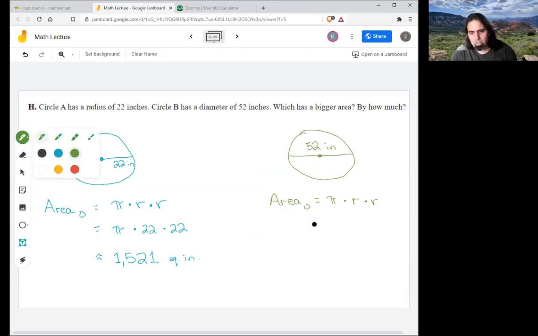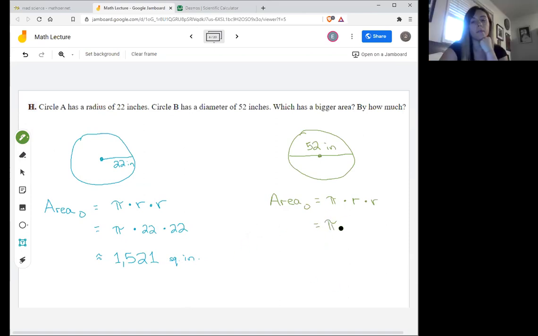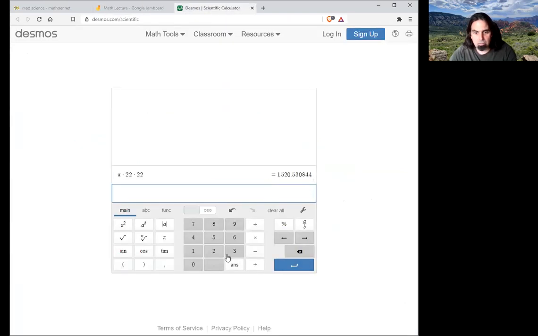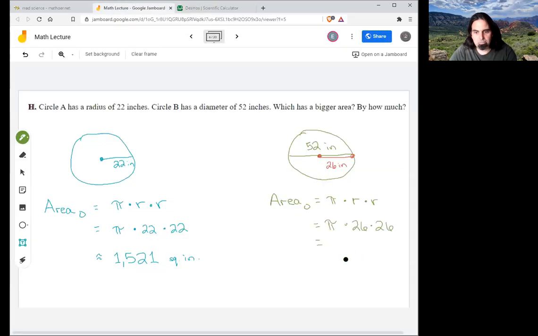Okay, I can't go quite as fast on my green one. I don't have a radius. Do you divide by 2? Yeah, radius, so just from the middle to the edge is going to be half. So half of 52 is 26. So pi times 26 times 26. So it's about 2,124.